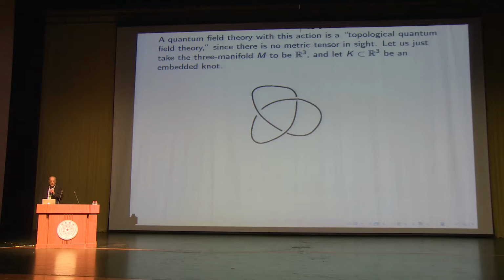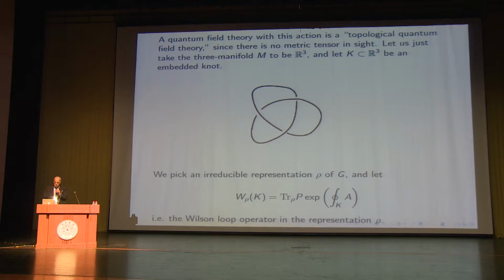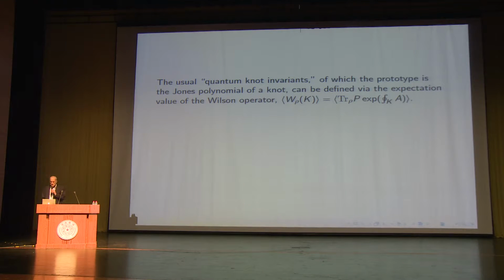We could work on any 3-manifold, but for today, just take the 3-manifold to be R^3, and now let K be a knot embedded in R^3, like the trefoil knot that I've drawn there. Now we pick a representation rho, and we introduce the Wilson operator, which is just the trace of the holonomy of the gauge field integrated around the knot, with the trace taken in the representation rho. And the usual quantum knot invariants are simply expectation values of the Wilson operator. And you should study the quantum renormalization, but for brevity I'll just say that formally this gives topological invariance because there was no metric tensor involved in the construction.